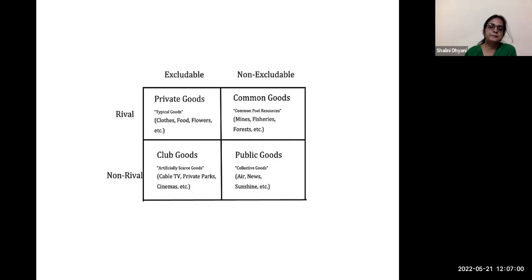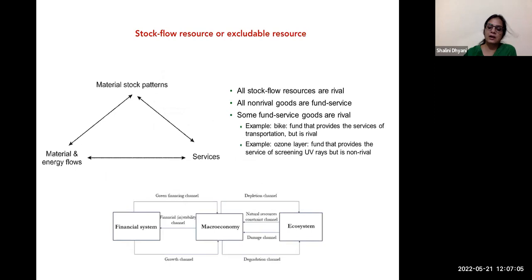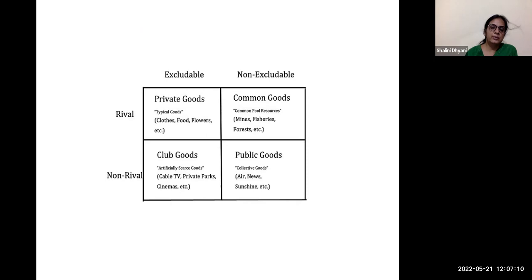And then we talk about non-rival resources. So non-rival resources are fund service resources. The excludable goods here are again the club goods, like private parks, cinemas, etc. Whereas public goods are your fresh air, your sunshine, your news that are for improvement, so collective goods. So rival resources are mostly private goods, non-rival resources are mostly club goods, which can be excluded, whereas non-excludable ones are mostly common goods and public goods.